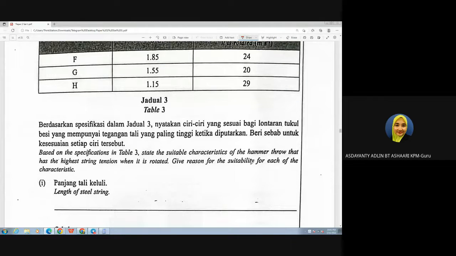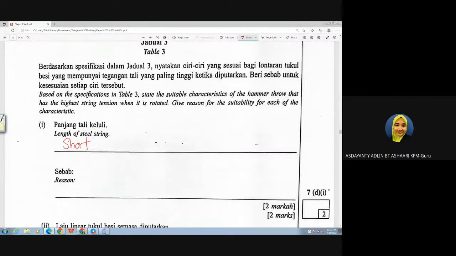Okay, for the suitability. Okay, length of the steel string. Okay, longer or shorter? The length of the steel string. Short. Why short? Because it will produce high centripetal force. Okay, the reason, high centripetal force.